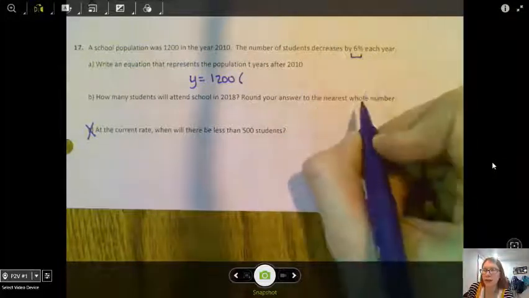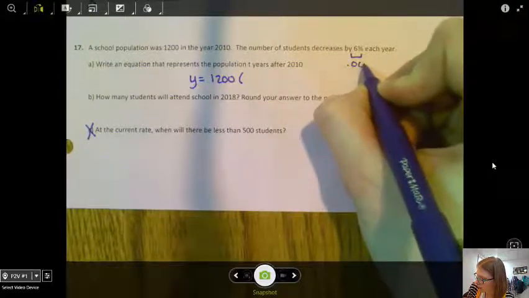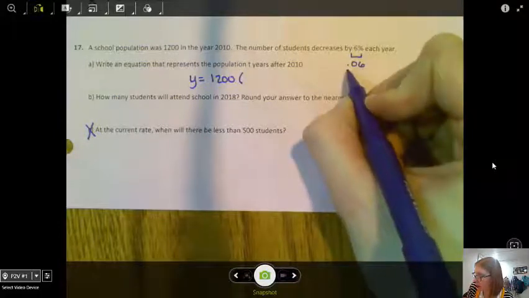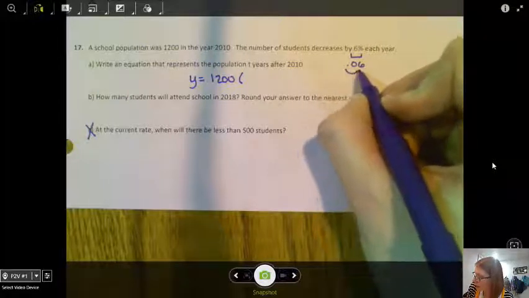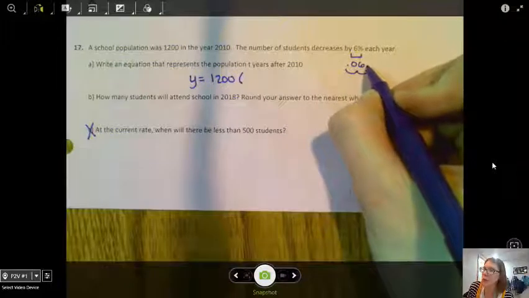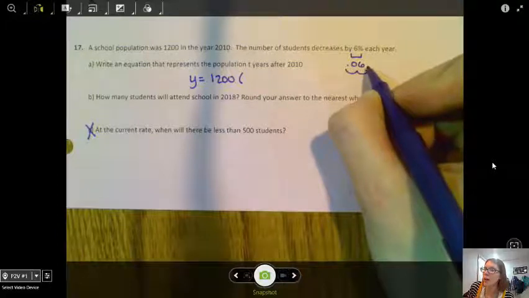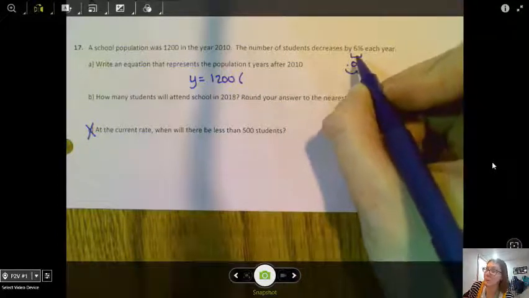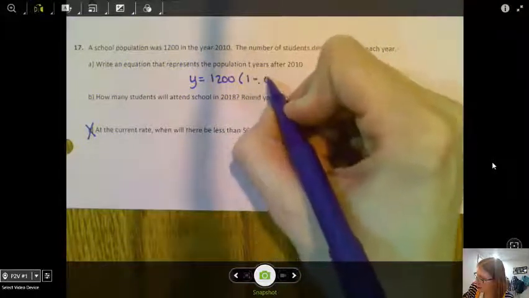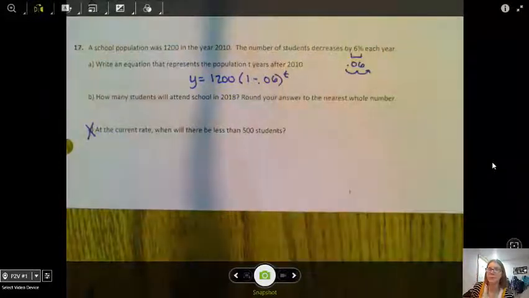I need to figure out how we can write 6% as a decimal. It's 0.06. You can always double check after you have the decimal written. Move that decimal point back 2 places to the right. Double check to make sure it's going to match up with what you want it to be. We move this decimal point 2 places to the right. I have a decimal point after the 6. That's our 6%. Now we are decreasing our population, so I want it to be 1 minus 0.06 to the t power.